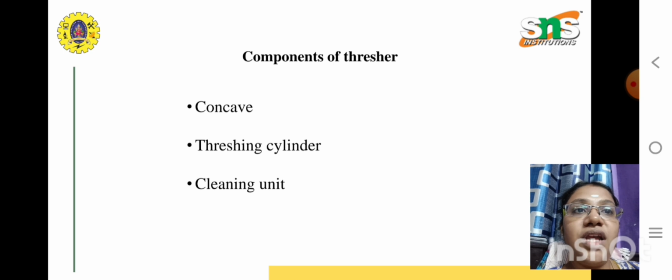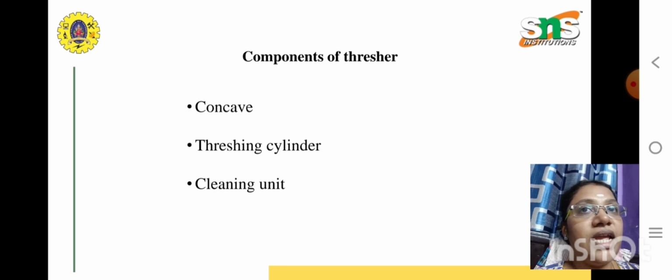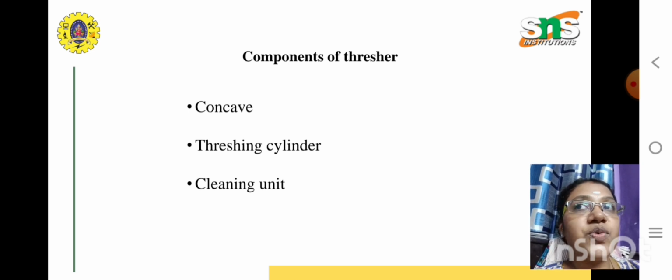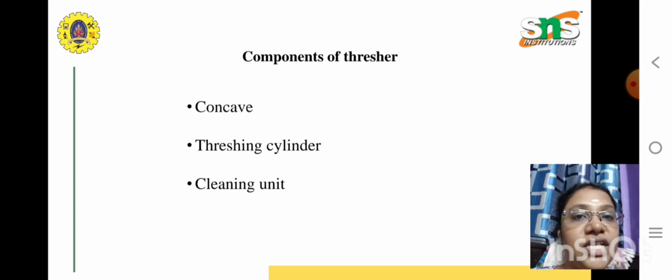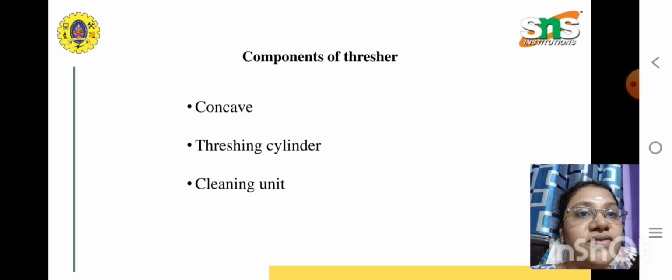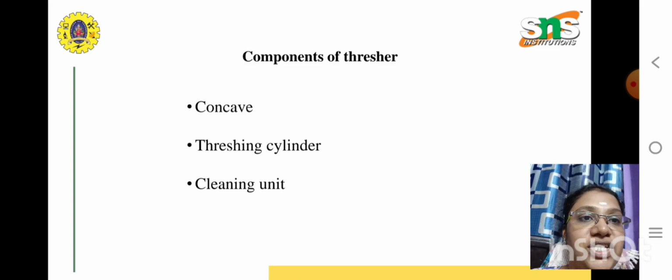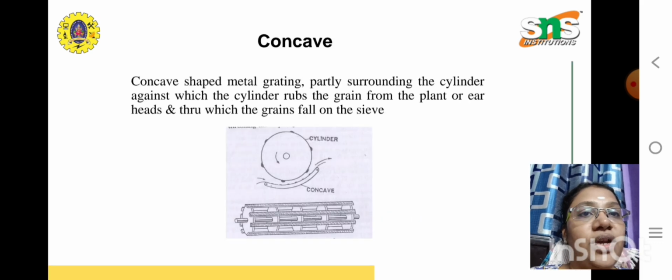So coming to the components of the thresher. As there are many disadvantages due to the traditional threshing methods, many threshers have been fabricated that are being used in practice for threshing the grains. So what are the components of a thresher? They are the concave, a threshing cylinder, and a cleaning unit.